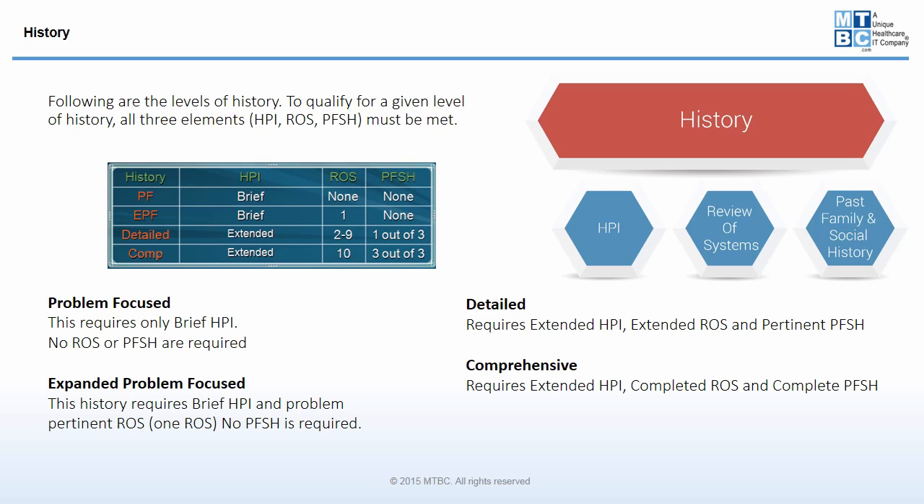If the history is detailed, the HPI will be extended. There will be 2 to 9 review of systems items, and there should be 1 out of 3 past, family, and social history items. And that would be an extended review of systems and a pertinent past, family, and social history. On the other hand, a comprehensive history requires extended HPI, complete review of systems, and a complete past, family, and social history, meaning 10 review of systems items and 3 out of 3 past, family, and social history items.